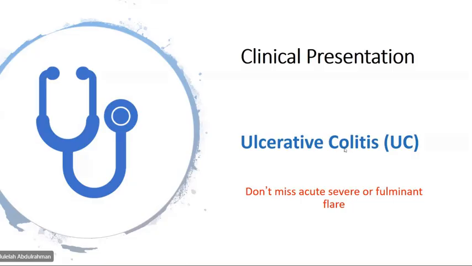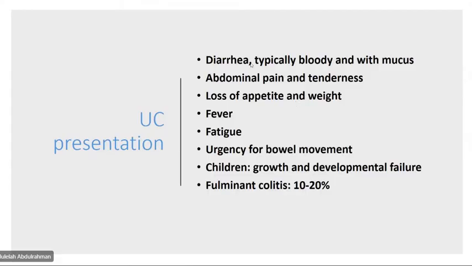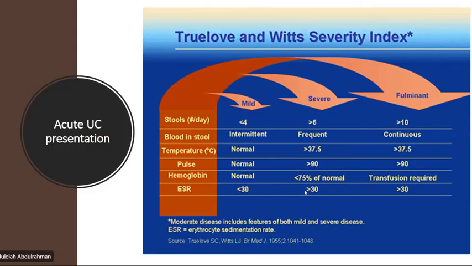So ulcerative colitis, as we mentioned, is a colitis. So usually a patient will have diarrhea, usually bloody. But if it is mild, they might have only diarrhea without blood. Abdominal pain could be there. They might have fever. They might have weight loss during a severe attack. They have fatigue. They have urgency, as we mentioned. We call it outflow symptoms or rectal symptoms. And they might have developmental failure.